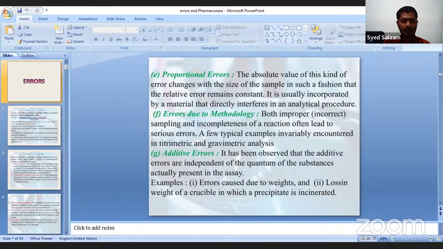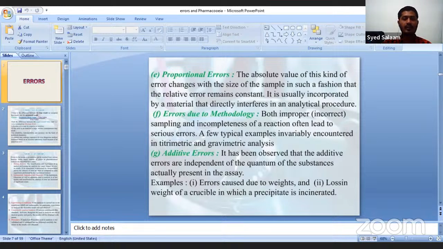If it is without a decimal, there is no decimal point, then the trailing zeros are non-significant. If any value is present with 10 power n, like 1.3 times 10 power something, then the power is considered non-significant. Significant figures measured on any instrument should not be greater than the instrument limit.